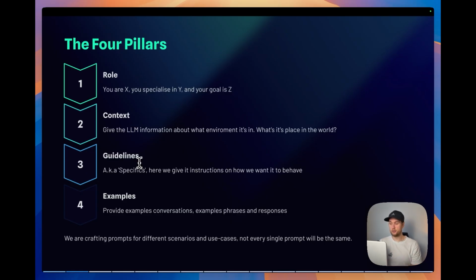Next, guidelines. In the specifics, we give it instructions on how we want the LLM to behave. Here, they're usually positively framed. A good example would be something like: respond in under 40 words. The next one is examples. Here we provide examples of conversations, examples of phrases, or how it should respond to specific things.